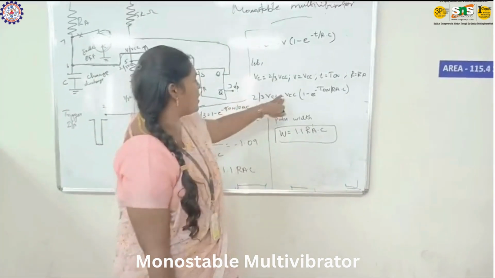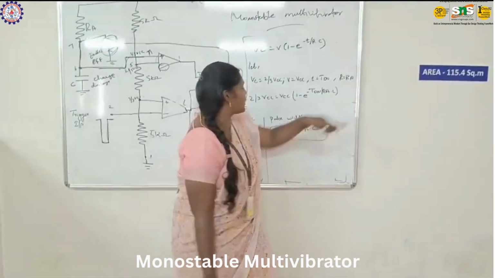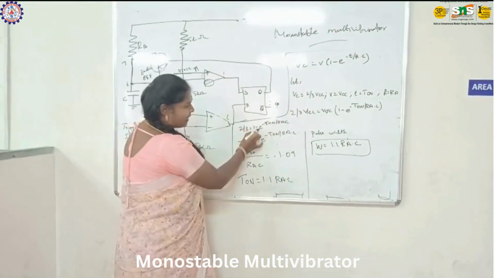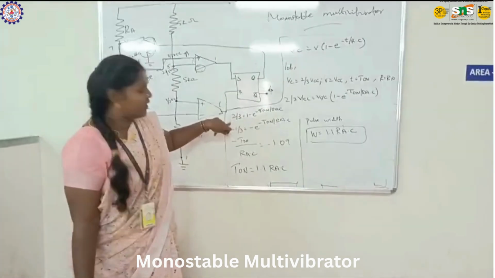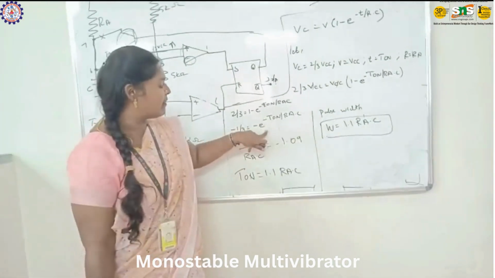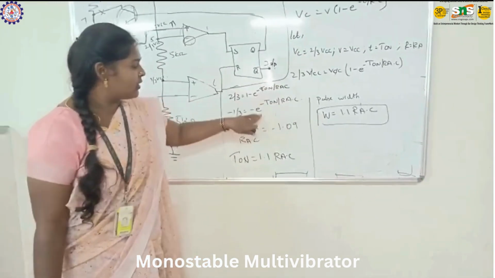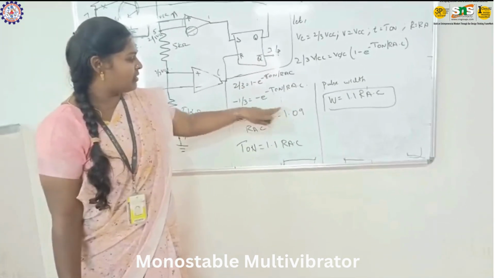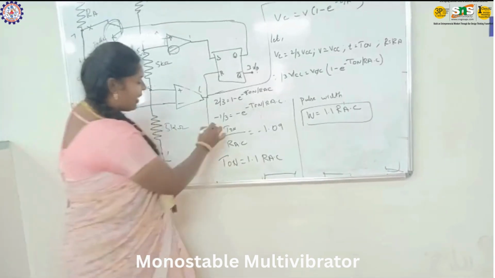So these values are put in this equation: 2 by 3 VCC equal to VCC into 1 minus e power minus T on by RA into C. In this condition the VCC will be cancelled, so it is written as 2 by 3 equal to 1 minus e power minus T on by RA into C. Taking the LCM, the value is written as minus 1 by 3 equal to minus e power minus T on by RA into C. After cancellation, the e power 1 by 3 value is minus 1.09. The minus and minus will be cancelled.